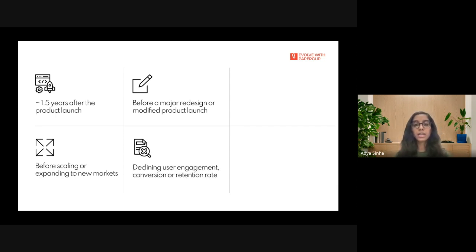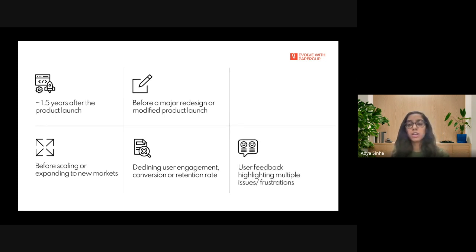Even when facing declining user engagement, conversion rate, or retention rate, doing a UX audit can help us discover the root causes. And this is also one of the most important times to consider a UX audit, when you're receiving consistent negative feedback or frustration from a product experience point of view. A UX audit can help you discover the users' frictions in their user journey.